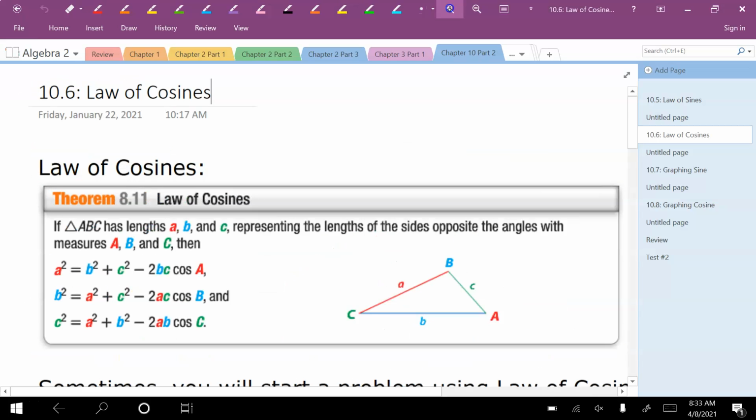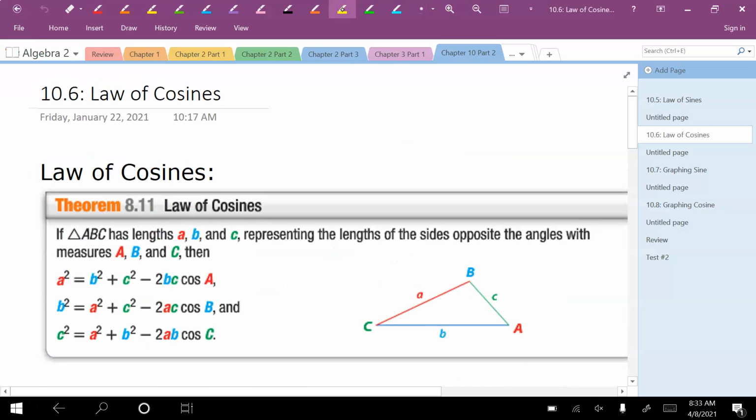Again, if we look at this chart, there's three different equations that they're giving you here, and the only reason why they're giving you three is because the information that they give you in the triangle can change how you want to set this up. When you use law of cosines, you're only going to do this one time. You're only going to set up an equation one way. You're not going to have to do three of them. This just gives you all of the cases, whether you're looking at angle A, angle B, or angle C on a triangle.